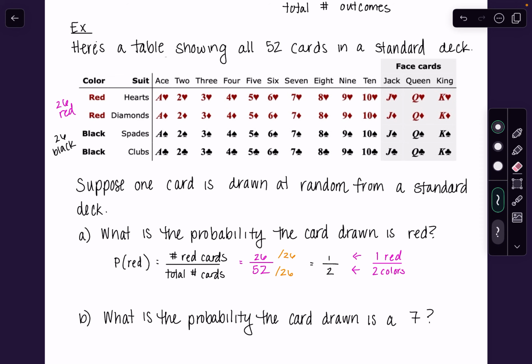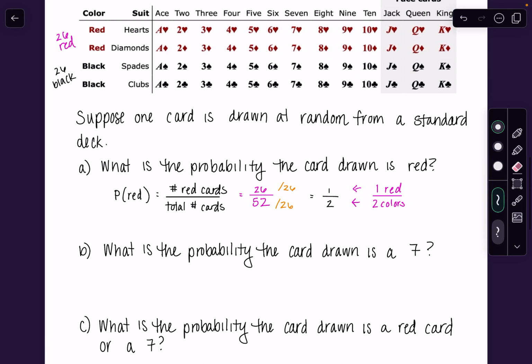Okay. Let's try a couple more of these, working still with this deck of cards. We want to figure out the probability that the card drawn is a 7. So looking at 7s, there are 4 of them in my deck. So the probability of getting a 7 is 4 out of 52. Okay. But again, if I want this fully simplified, it happens to be that both top and bottom are divisible by 4.